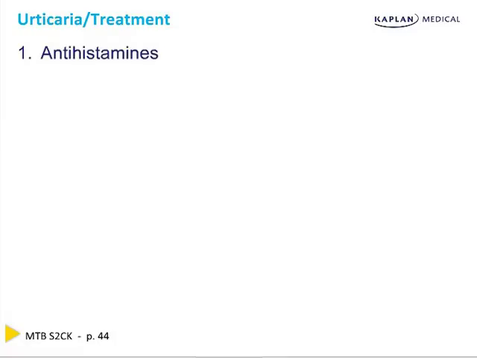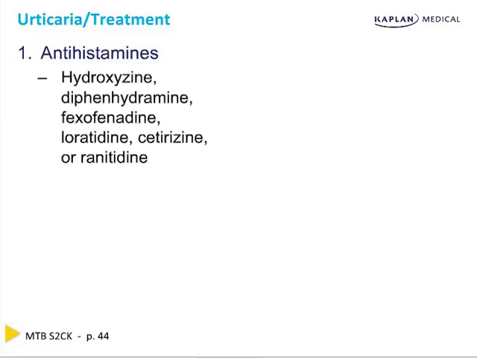The best first-line therapy for urticaria is antihistamines. These work by blocking the H1 receptor, which is actually very crucial in the development and release of histamine from the mast cells. These are known as hydroxyzine, diphenhydramine, fexofenadine, loratadine, cetirizine, or even ranitidine. For those of you who suffer from allergies, these names are household.